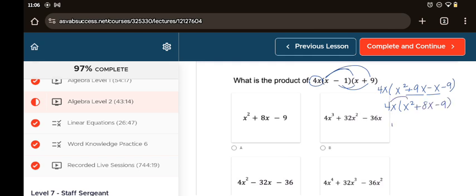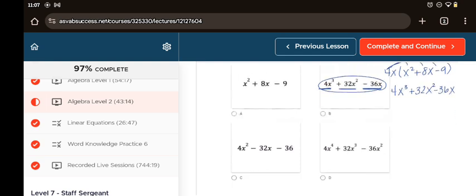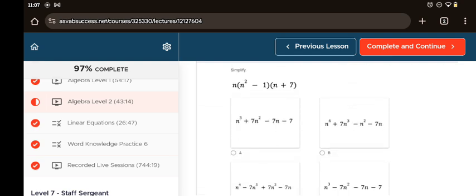Now that I've done that, I distribute everything. 4x times x squared is 4x to the 3rd. 4x times positive 8x is positive 32x squared. And then 4x times negative 9 is negative 36x. So it looks like it's this one. 4x to the 3rd, positive 32x squared, minus 36x. Our answer here is B. Okay, I hope you're getting this.